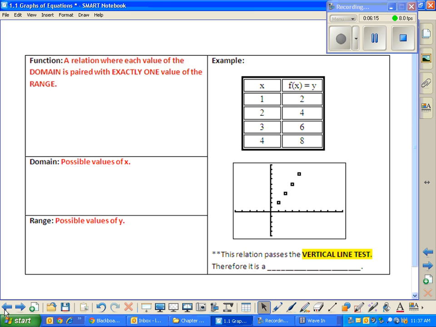Domain, just to remind you about that definition a little bit, domain is just possible values of x. Range is just possible values of y. Domain, you could also say, is fancy talk for possible values of your control variable or your independent variable. Range is possible values of y or your dependent variable.